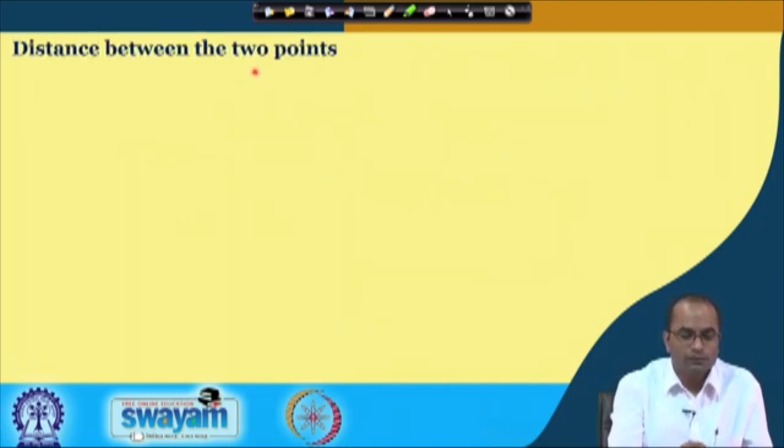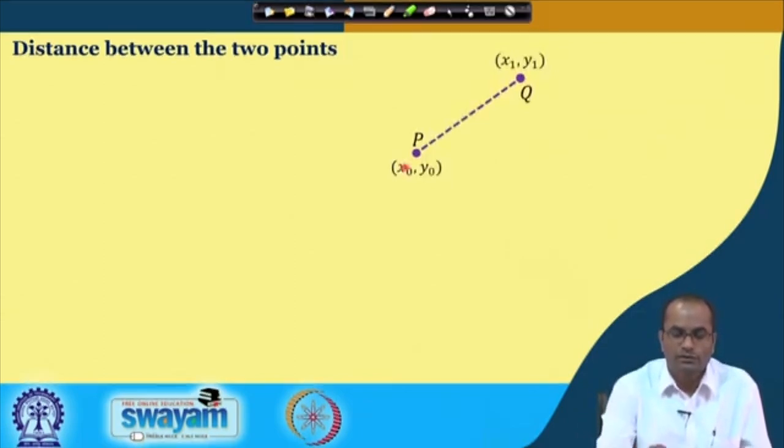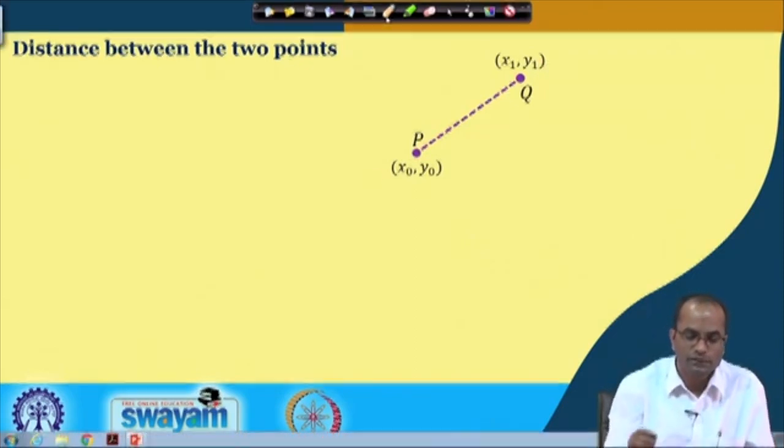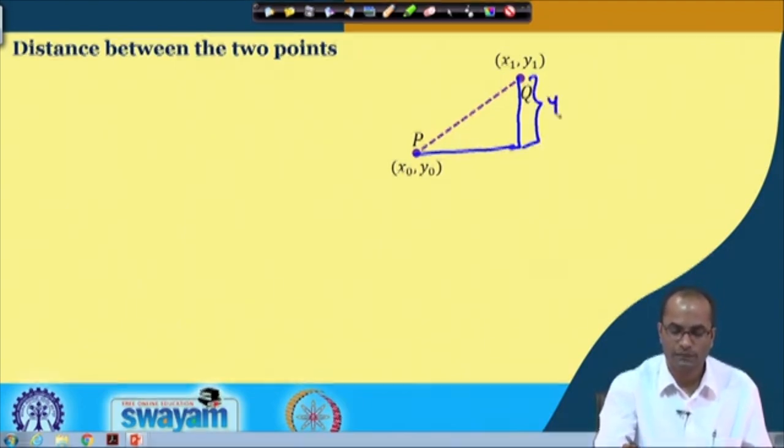Now, before we move to the limit and continuity part later on, we need the concept of the distance between two points in the xy plane. If we have two points P and Q with coordinates (x0, y0) and (x1, y1), then what is the distance between these two points? We can easily find it if we form this triangle, where the height will be y1 minus y0 and the base is going to be x1 minus x0.